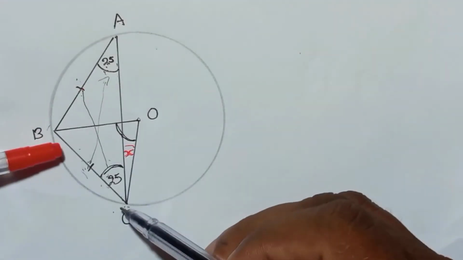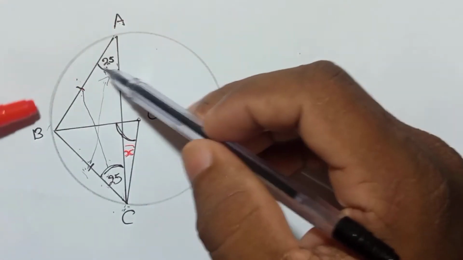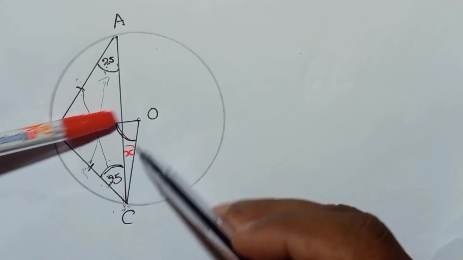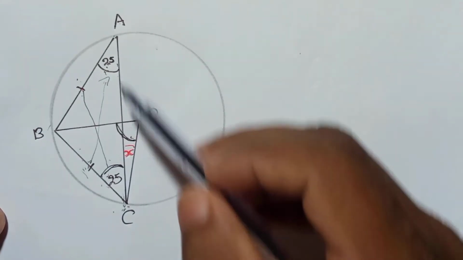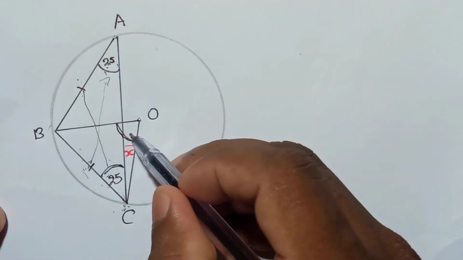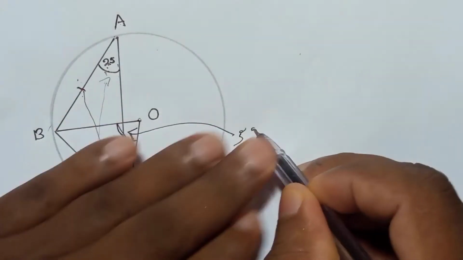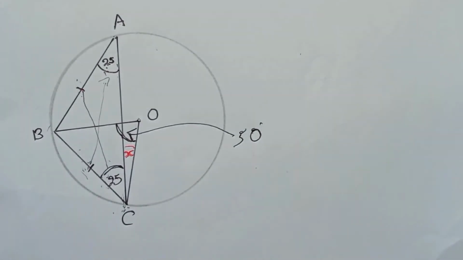That means for the same chord BC, the subtended angle at the circumference is 25. The BC chord's subtended angle at the center should be 50, twice of this. Now I will mark it here. This one should be 50. That's the idea.